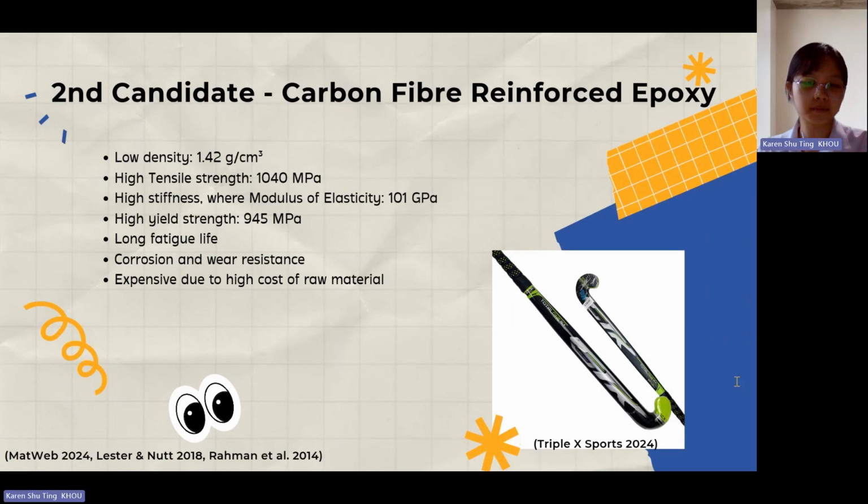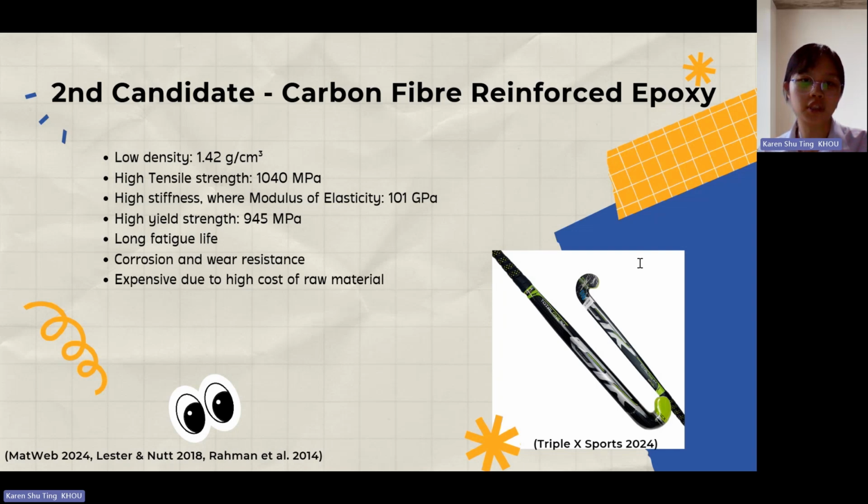Thank you, Michael. The second candidate material for hockey stick will be carbon fiber reinforced epoxy. It is a composite material which has low density, about 1.42 grams per cubic centimeter, so this material is considered lightweight. It also has high tensile strength, about 1040 megapascal, which means it can withstand high stress before total failure.